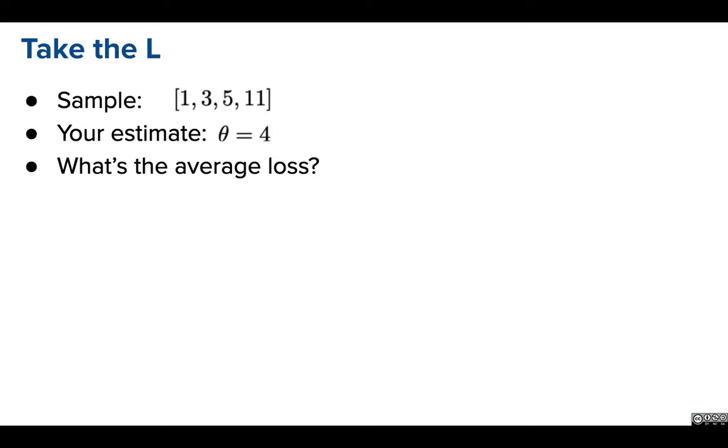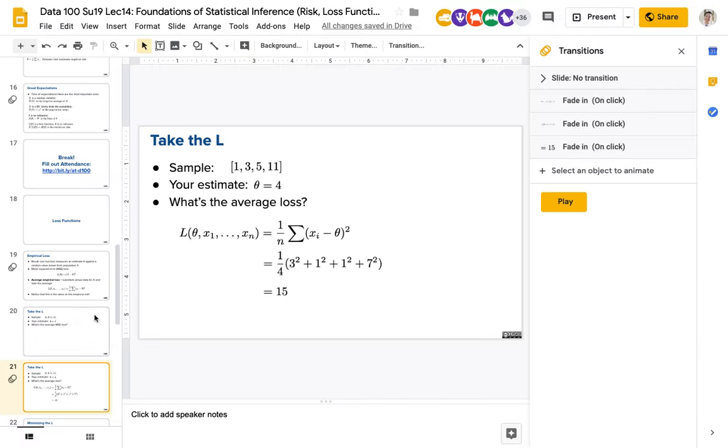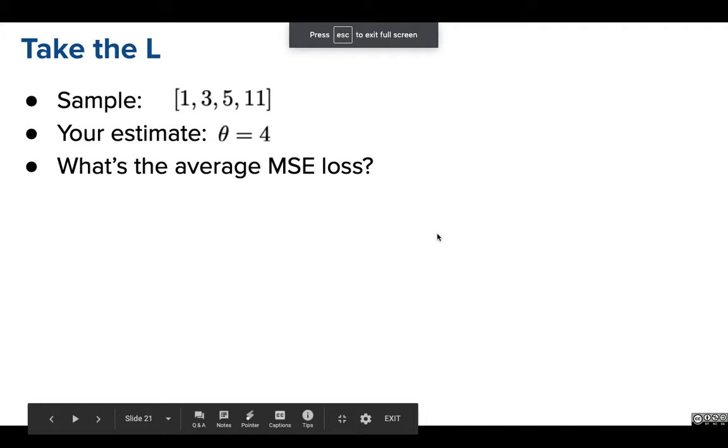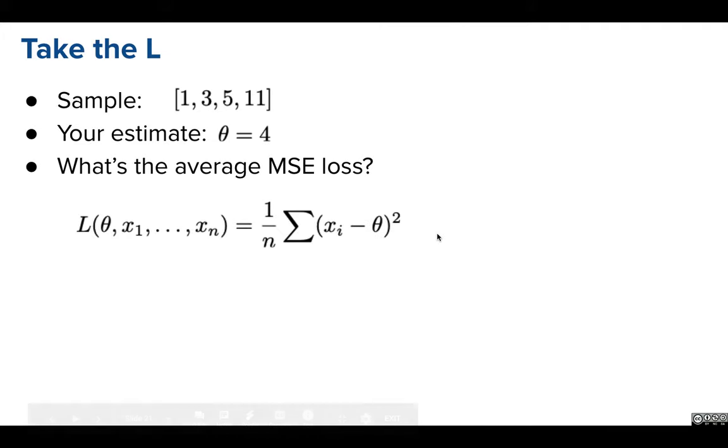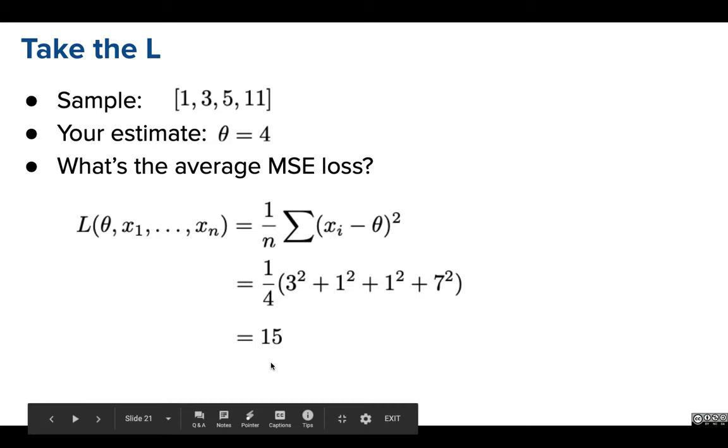This again is something you should be able to do pretty much in your sleep after you've had some practice with loss functions, of course. To do the average loss, you write down the equation for loss and plug in the values. Here I have 4 points, so I do 1 over 4. I have 1 minus 4 squared, 3 minus 4 squared, 5 minus 4 squared, and then 11 minus 4 squared. I add them all up, divide by 4, and I get 15. So the MSE loss for this data set is 15.